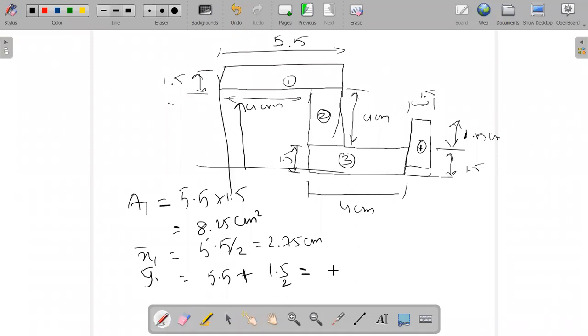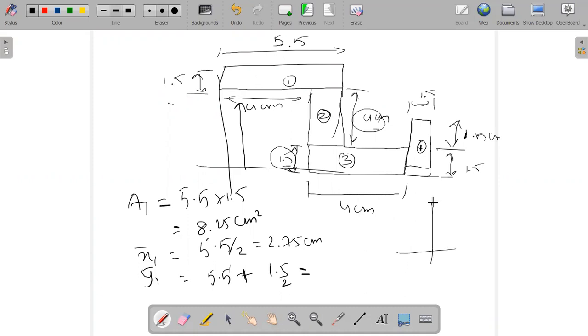So what is x bar? I hope this is clear. If anyone has a doubt on this, let me know. Ask now itself. Why are we taking 5.5 plus for y1 bar? Before entering the section in the y direction, the total length available is 1.5 plus 4. So before entering in the y direction, we have 1.5 extra plus 4 extra. We have to add these two, then only we'll be able to enter into this section.